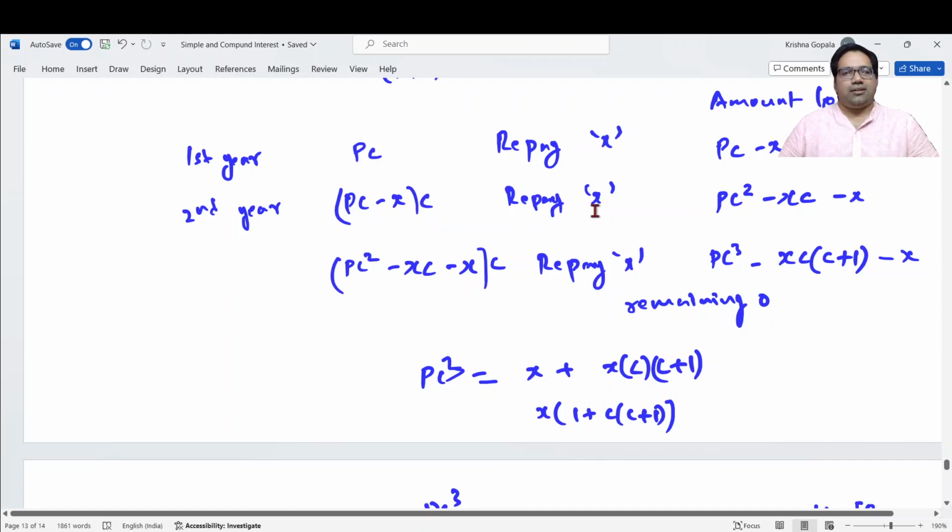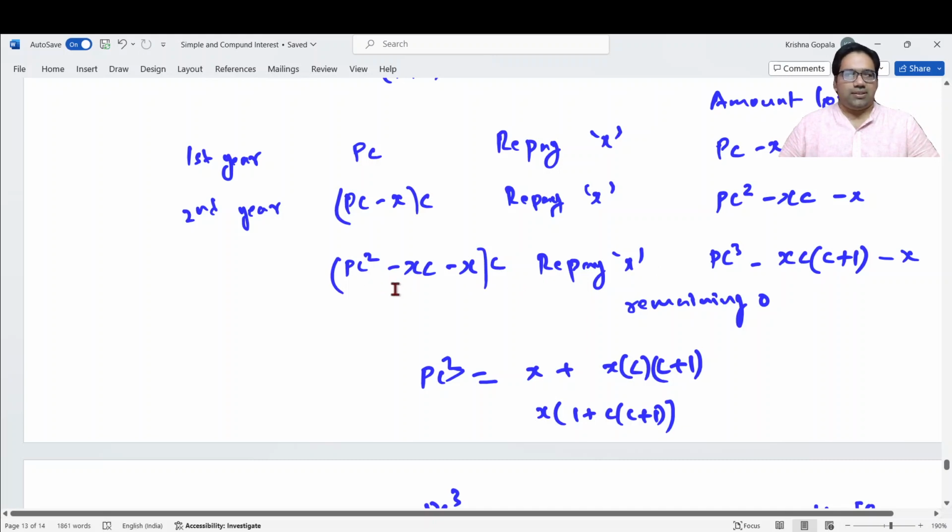Now you repay X at the end of second year. That means this minus X. PC square minus XC minus X. This becomes the beginning of third year. Okay, you take this beginning of third year. Then third year interest is again this into C. You repay X. So this minus X will become the amount at the end of third year. So this multiplication gives PC cube minus XC square minus XC minus X.